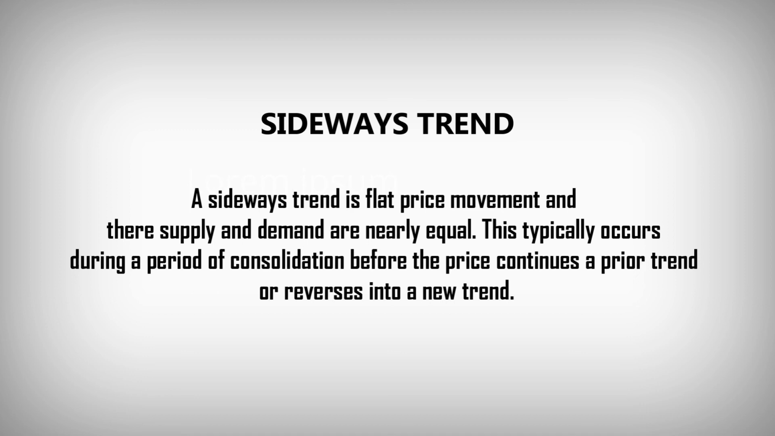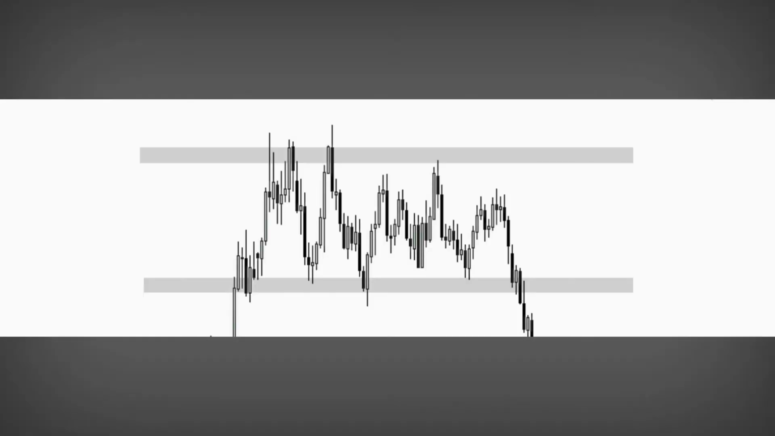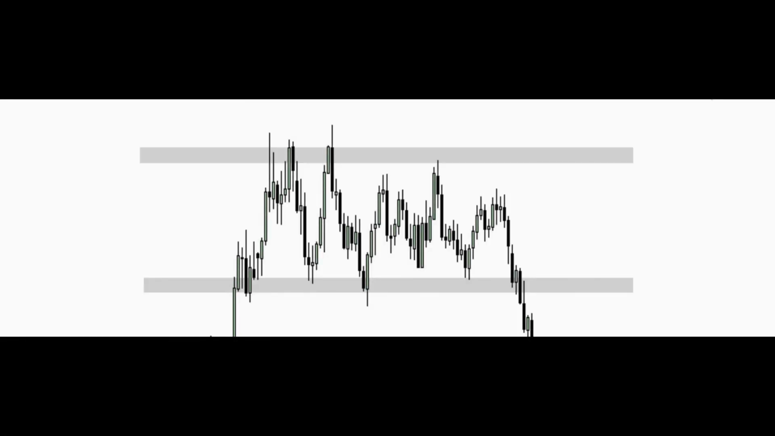A sideways trend is flat price movement where supply and demand are nearly equal. This typically occurs during a period of consolidation before the price continues a prior trend or reverses into a new trend. Let's see an example of a sideways trend. A sideways price trend is also commonly known as a horizontal trend. We hope you all understand the sideways trend.